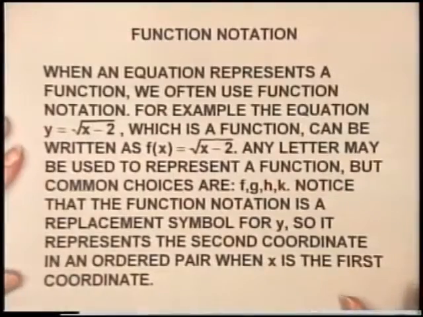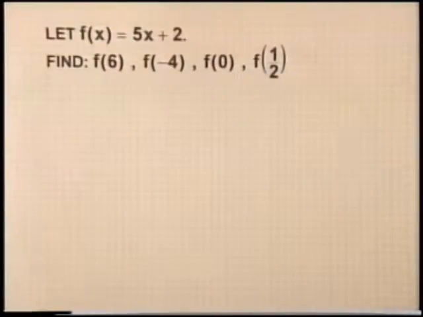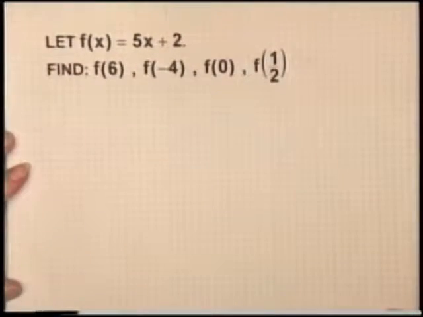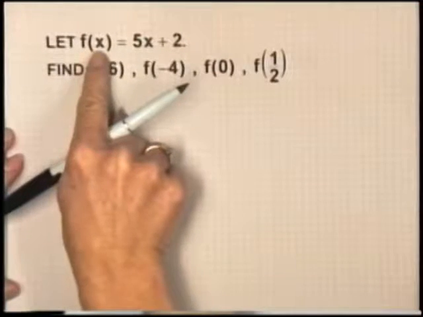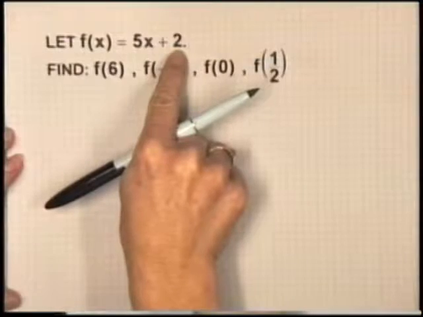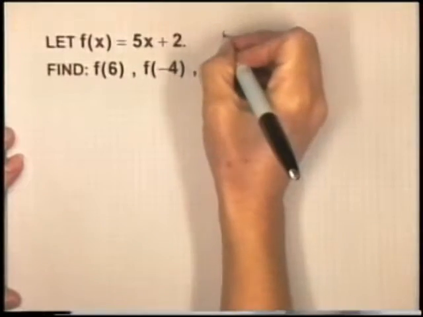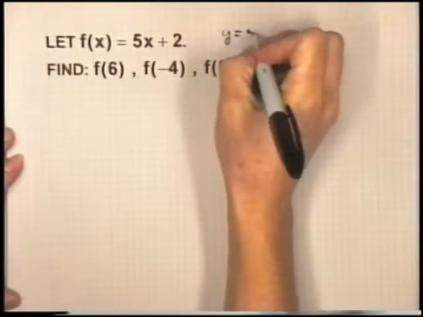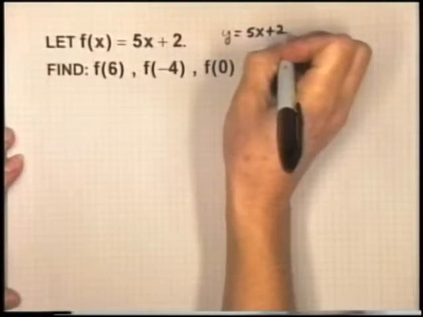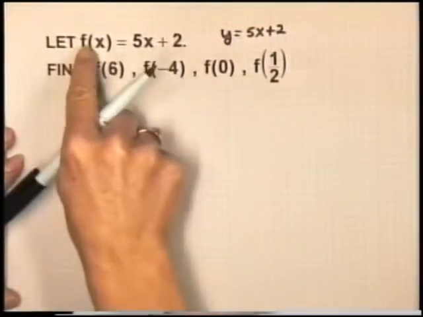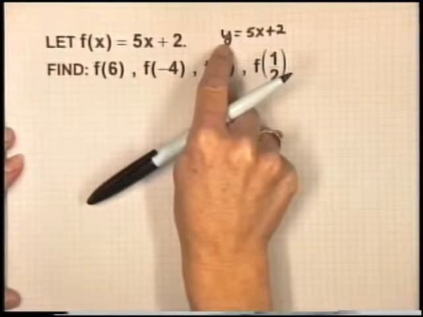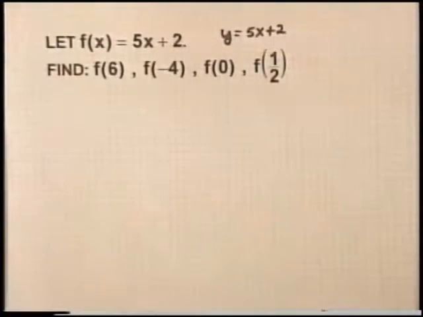Let's look at some examples using this function notation. We are to let f of x equal 5x plus 2. Now remember from what we just talked about, saying that f of x is equal to 5x plus 2 is equivalent to saying y equals 5x plus 2. So instead of f of x we may write y, or instead of y we may write f of x, because this is a function.